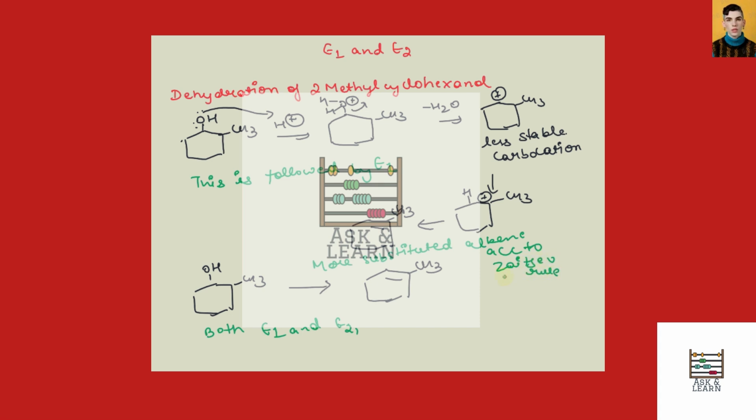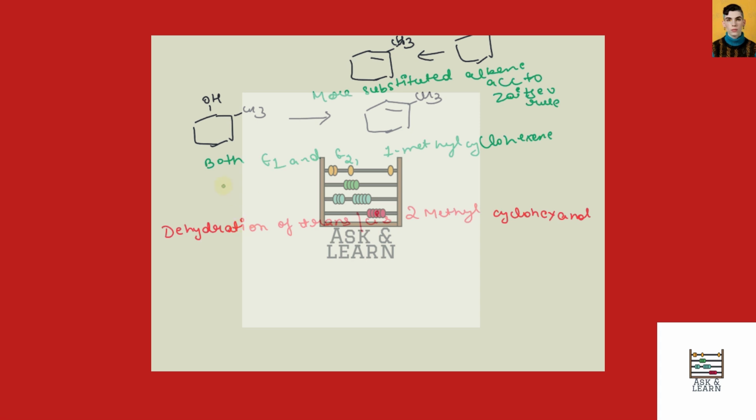Now the E1 and E2 product formed is 1-methylcyclohexene as a major product. Now let's see, next is the dehydration of cis and trans.